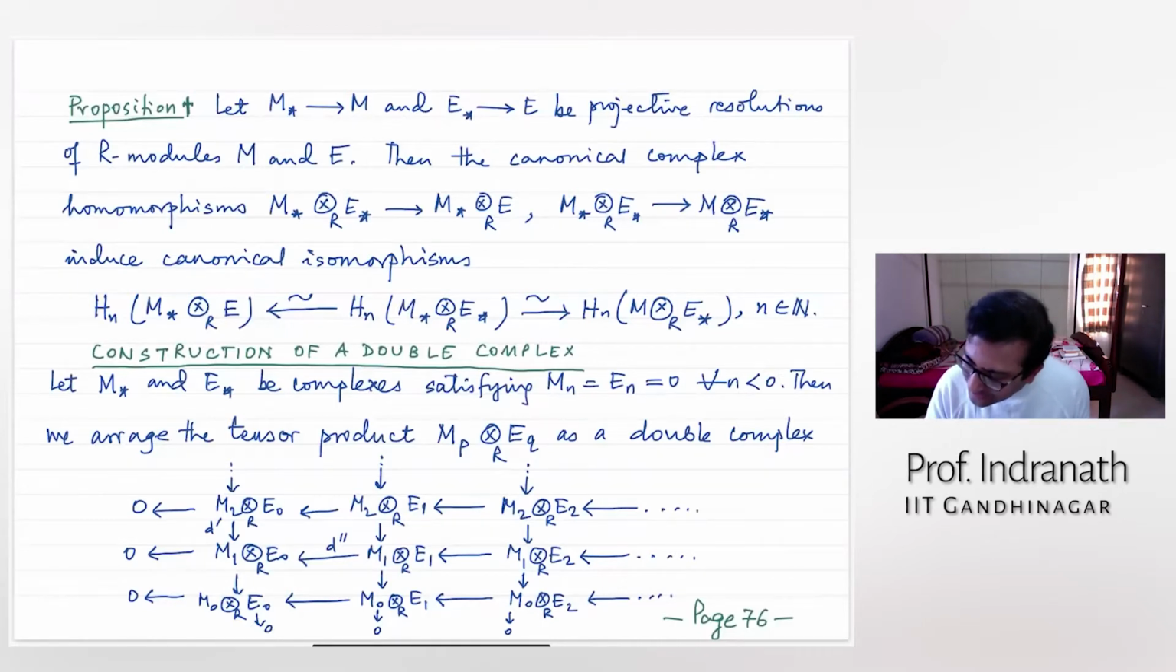So, construction of a double complex. I said that if you have two complexes, supported at the positive parts, with the negative parts assumed to be 0, then this is how you can construct the complex. You have this row, and then here you tensor by E0, the row M1, and tensor by E1, and so on. And in these levels also you have these maps. So now, what are these?